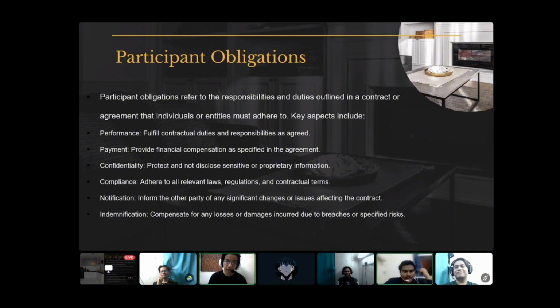Notification, on the other hand, informs the other party of any significant changes or issues affecting the contract. And the last one, indemnification, compensates for any losses or damage incurred due to breaches or specific risks.